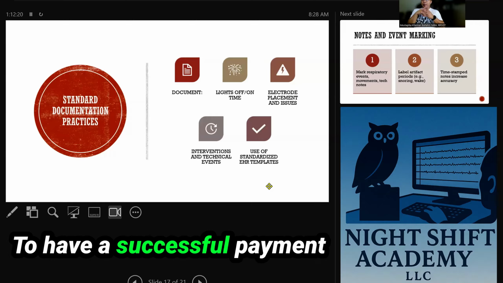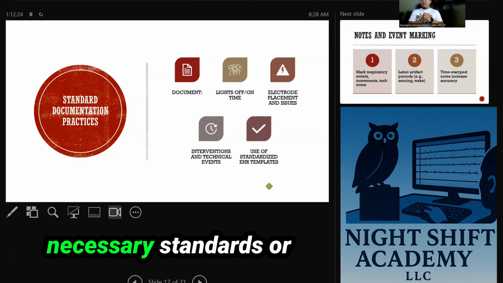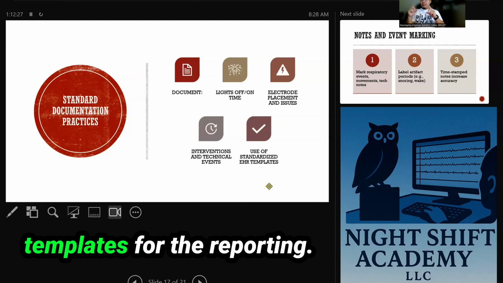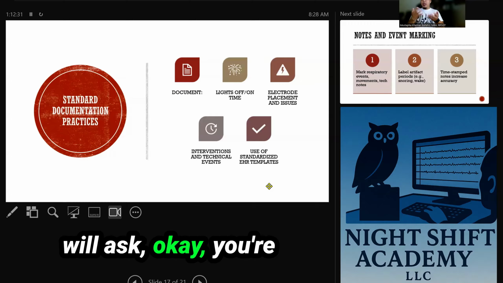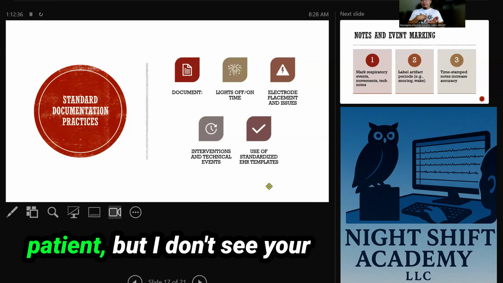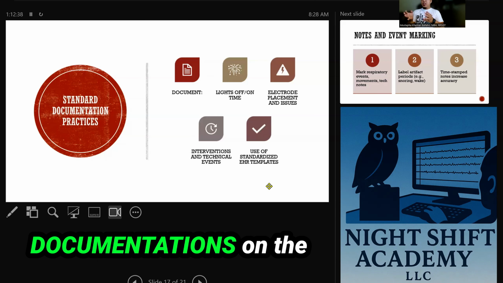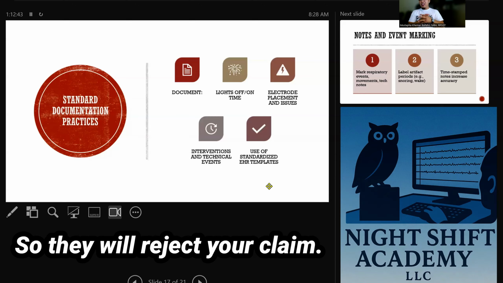To have a successful payment and reimbursement, you must follow the necessary standards or templates for reporting. Okay, the insurance companies will ask, you're charging me for a sleep study that you did for this patient, but I don't see your documentation of the lights on and lights off time. So they will reject your claim.